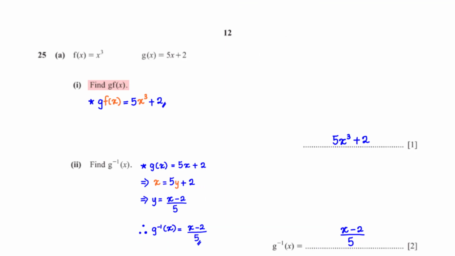Find g of f of x. To get g of f of x, we replace x in g of x with f of x. This gives us 5x cubed plus 2.